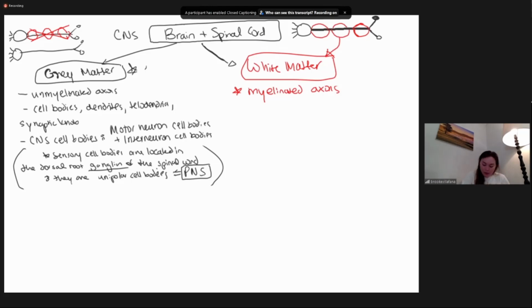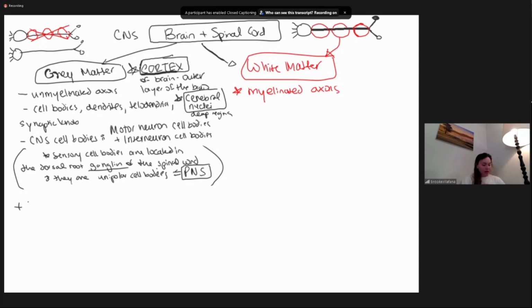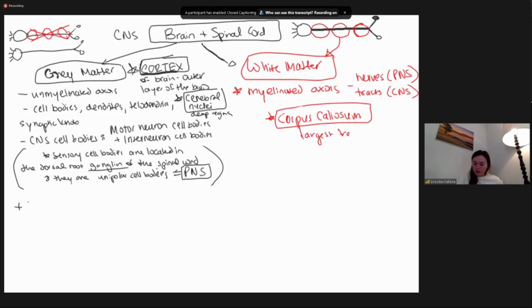All right, gray matter represents the cortex of the brain. This means it's the outer layer of the brain. And then we have our cerebral nuclei. So it's the cortex, or the outer layer, and the cerebral nuclei, which are deep regions of gray matter. And then our white matter is only the myelinated axons. Lastly, the corpus callosum is your largest tract in the brain. Remember, these would be nerves in the PNS, tracts in the CNS, and the corpus callosum is the largest tract in the brain. So the white matter helps facilitate communication between the gray matter.